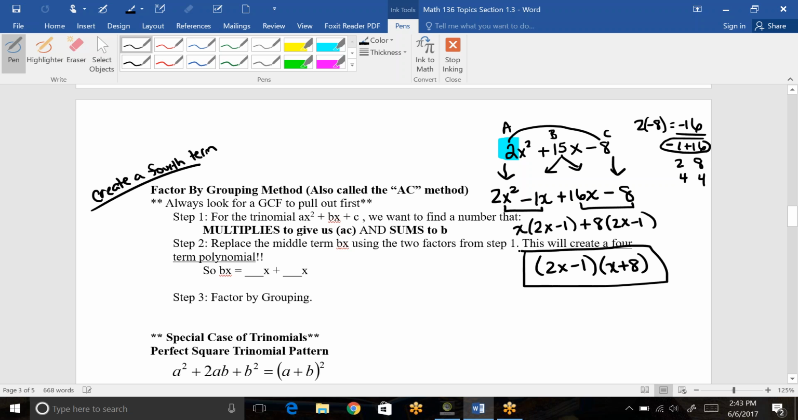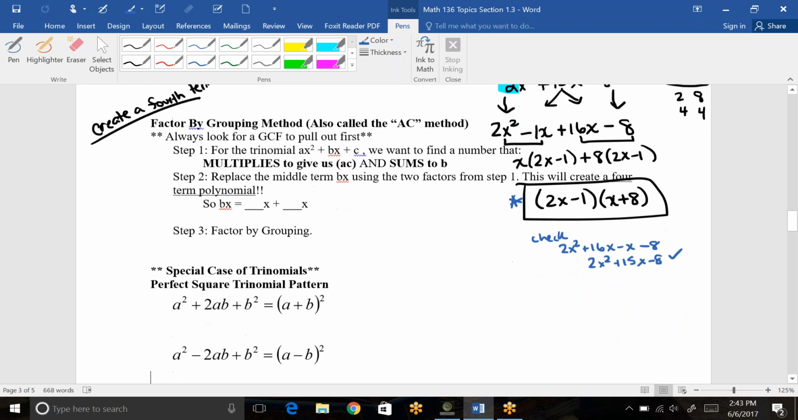Now, if you don't feel 100% sure that is the answer when you're factoring, you leave it in the factored form. But you could FOIL this out. That would be 2x squared plus 16x minus 8, which does give me back the original polynomial. But the answer is this line right here.